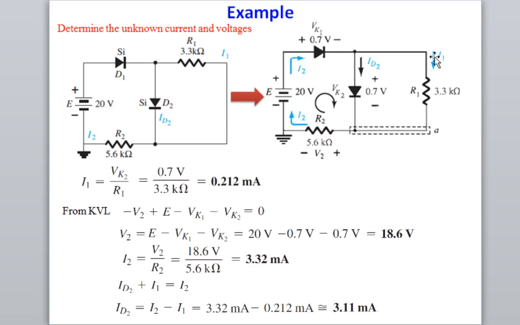So this current is known, this current is known, and this I2 is the combination of these two currents, because I2 goes and divides into ID1 and ID2, and again becomes I2. So that means ID2 plus I1 is equal to I2. This I1 is known, I2 is known, so ID2, the current across diode 2, can be determined. It will be equal to 3.11 milliampere. And this is what you were asked: to calculate I2, ID2, I1.